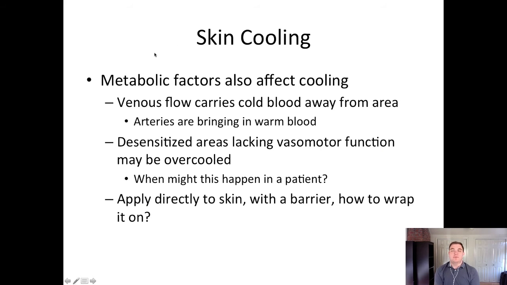Okay. Skin cooling. Different metabolic factors that affect cooling. We have venous flow. Right? Blood flow carries blood away from the area. So you put an ice bag on. Blood's obviously always circulating. Put an ice bag on, let's say the biceps here. Venous flow is carrying it away from the area, and arteries are bringing warm blood back to the area. Right? So it's a constant cycle of warm, cold, warm, cold, warm, cold, warm.